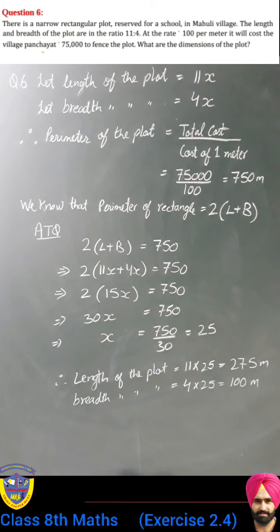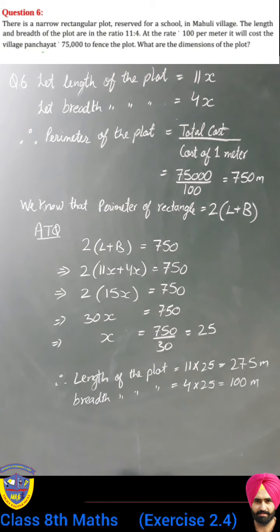At the rate of rupees 100 per meter, it will cost the village panchayat rupees 75,000 to fence the plot. So rate and cost both are given to fence the plot. So we will find the perimeter from here by the formula, that is total cost divided by the cost of 1 meter. The total cost is given as 75,000 and the cost of 1 meter is 100. So you will get 750 meter perimeter.